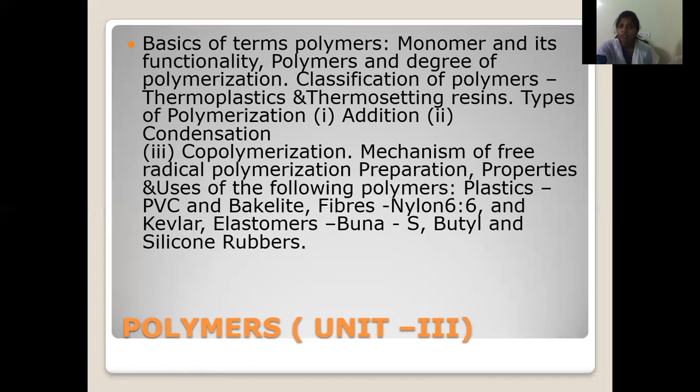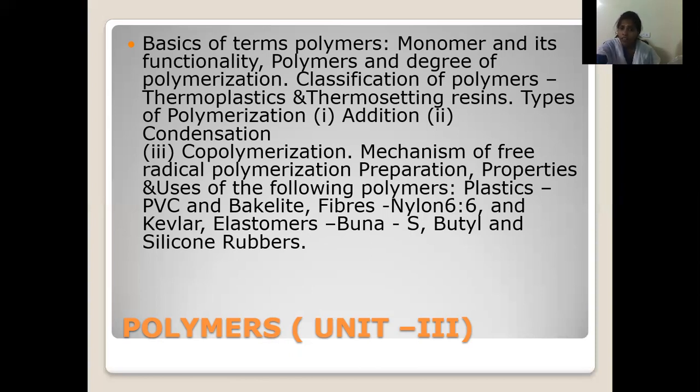And along with that, we are having some preparations. That means we can prepare some polymers here. We are having some preparation techniques. Preparation, properties and applications of plastics. In plastics, we are having PVC and bakelite. PVC is polyvinyl chloride, and bakelite. These two are used especially in the construction industry and in the electronic industry.